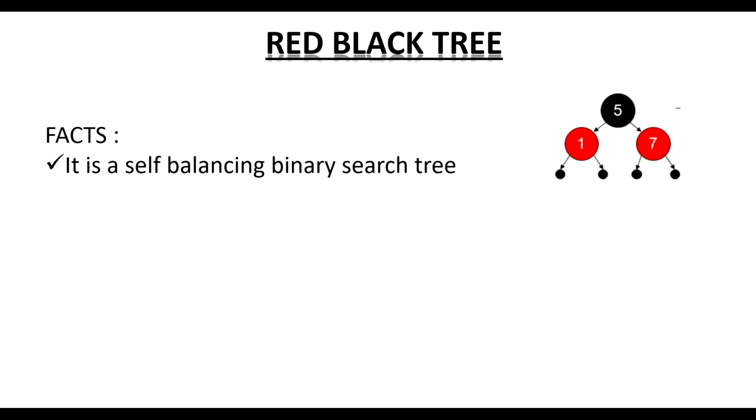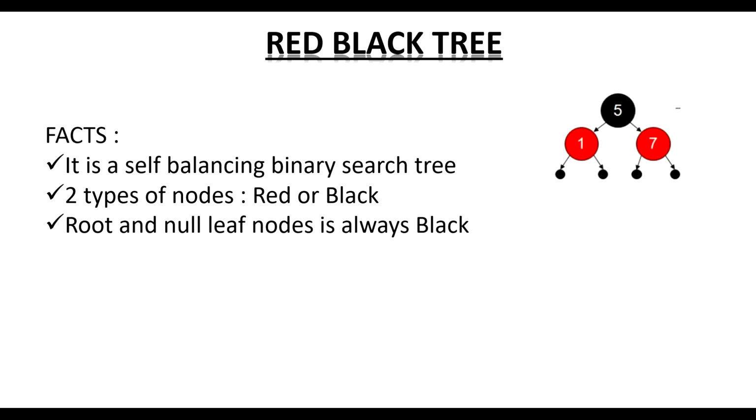It is a self-balancing binary search tree. There are two types of nodes, as we see in the picture: the root of the tree, which is a black node, and the descendants of this root node, which are red. So the first property is that there are two types of nodes, red and black. The root and the null leaf nodes are always black.